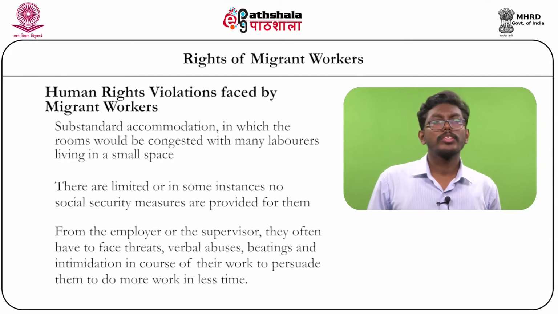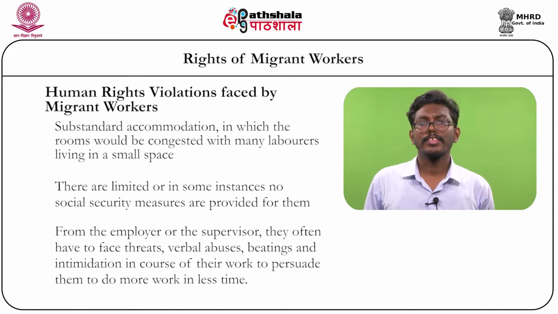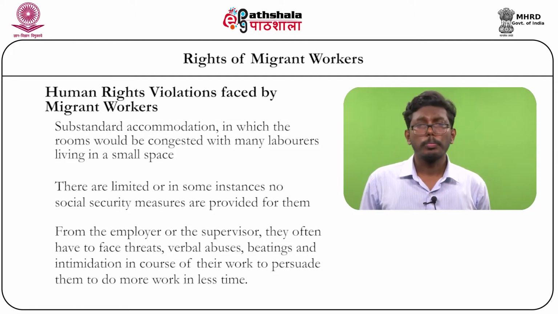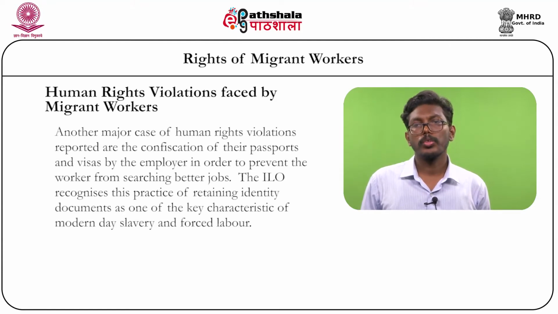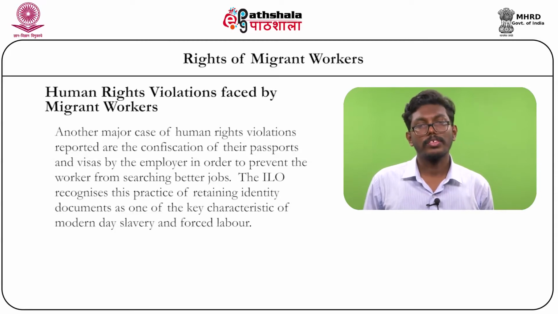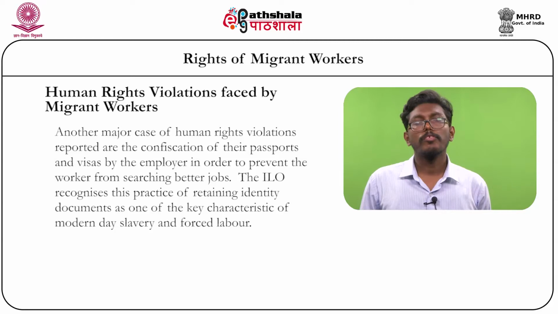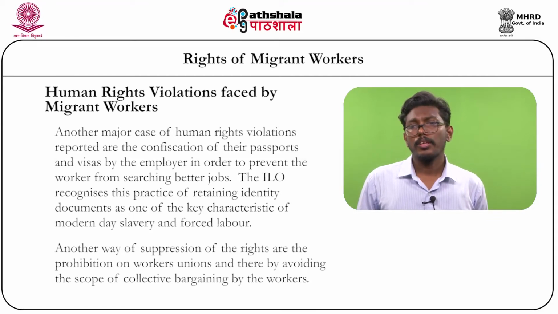And from the employer to the supervisor, they often have to face threats, verbal abuse, beatings and intimidation in the course of their work to persuade them to do more work in less time. Another major human rights violation reported is the confiscation of their passports and visas by the employer in order to prevent the worker from searching for better jobs. Now, the ILO recognizes this practice of retaining identity documents as one of the key characteristics of modern day slavery and forced labor. Another way of suppressing rights is the prohibition of workers' unions, thereby avoiding any scope of collective bargaining by the workers.